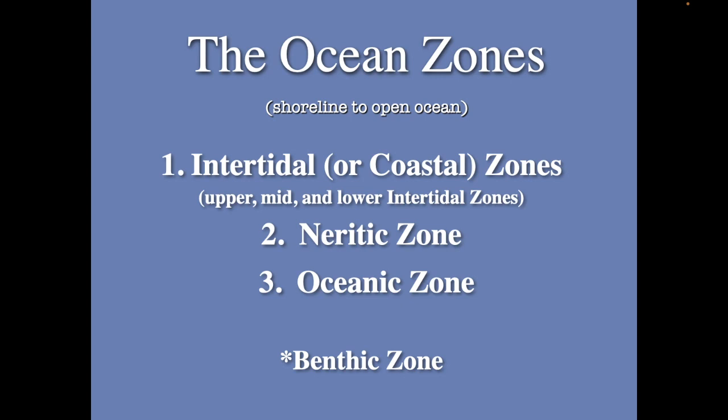Now we're going to be talking about the ocean zones, as the ocean doesn't just go from the surface deep, but it's going to go from the shoreline out to the open ocean. So we're going to start with shoreline to open ocean. Closest to the coast is going to be the intertidal zone, also known as the coastal zone. The intertidal zone is going to be very shallow, and can be divided into the upper, middle, and lower parts or zones.